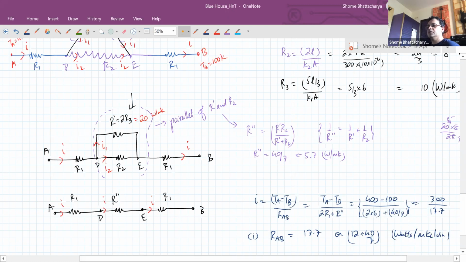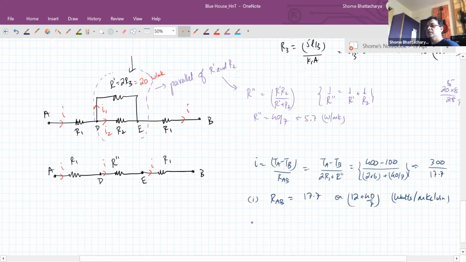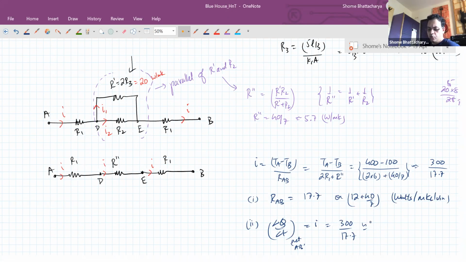That's the first thing. And the other thing is the heat current which is going across AB, delta Q by delta T net across AB. That is nothing but I in our diagram. So that's this thing, 300 upon 17.7. So that will be approximately 16.93 watts. Okay, correct. 16.93 watts. So that's our second answer also. So these are the simple things.